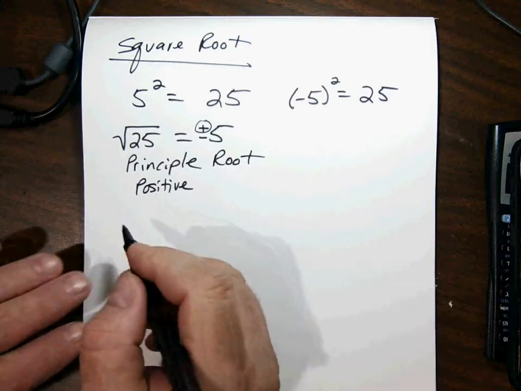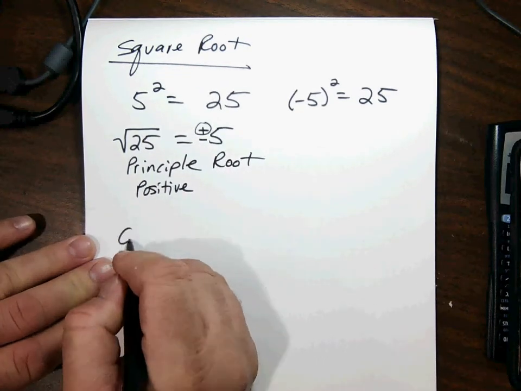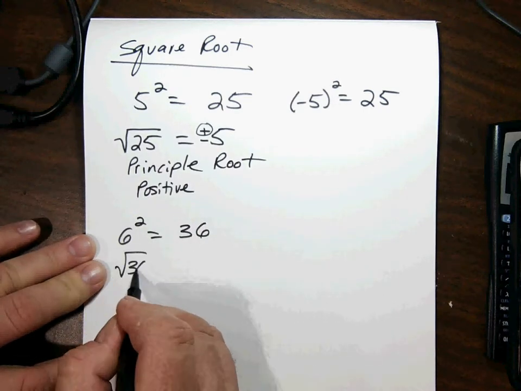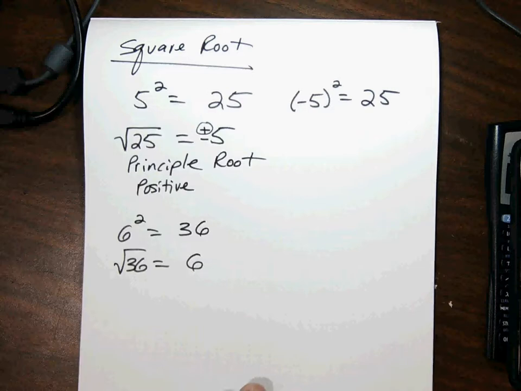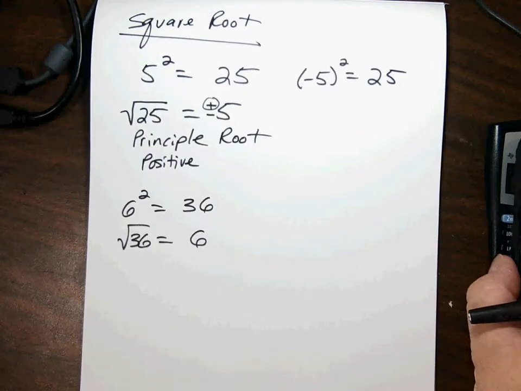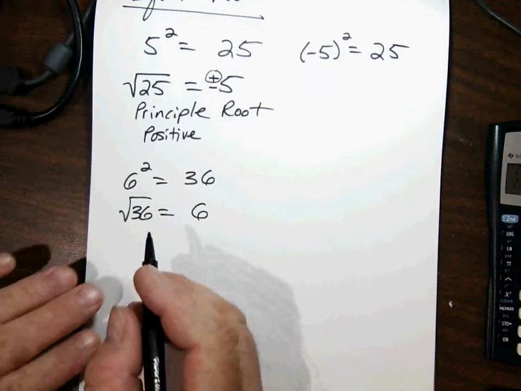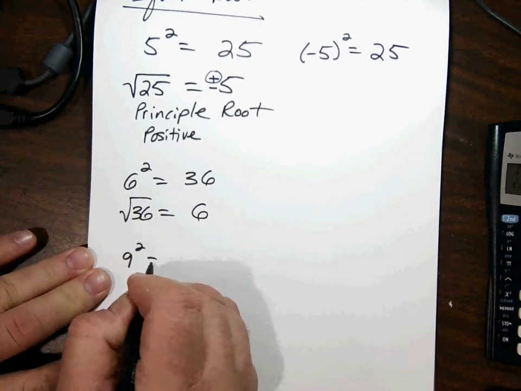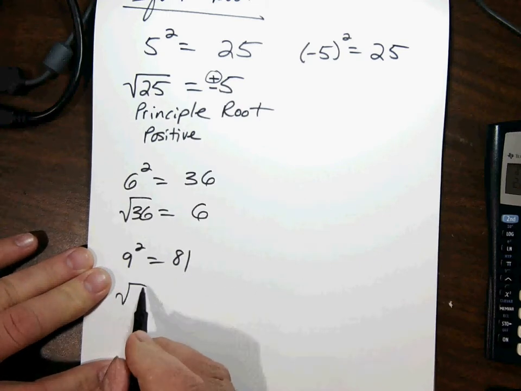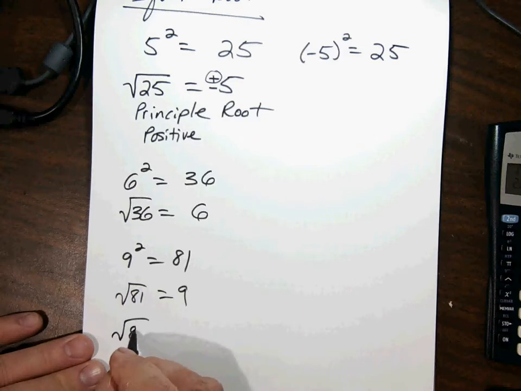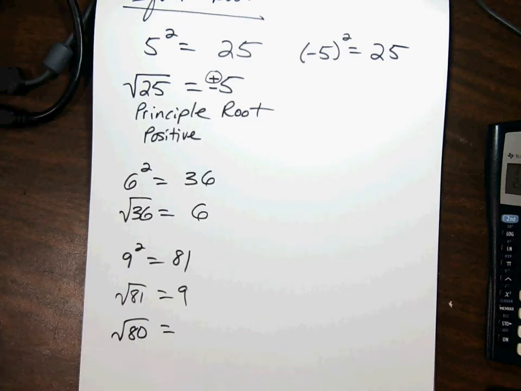So think of the reverse process of squaring. 6 squared equals 36. So if I want to go back the other way, the square root of 36 equals 6. It's helpful to have the first handful of squares memorized. 9 squared is 81. So if I want to go back the other way, the square root of 81 is 9. What about the square root of 80? Well, that's just going to be some decimal. It's going to be a little bit smaller than 9, 8 point something. I don't know what it is offhand.